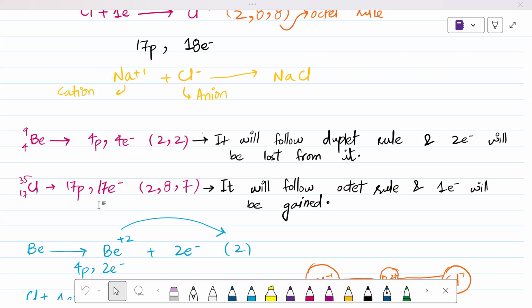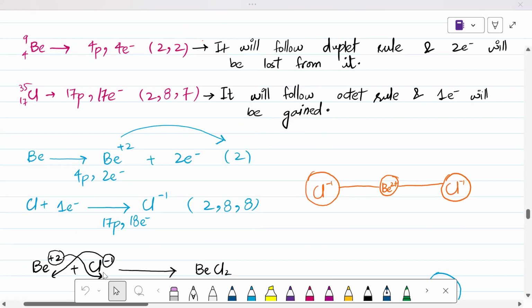Second electron will be gained by the second chlorine atom. I told you this, that at one time beryllium is losing two electrons, right? Two electrons, so that's why there is a two plus charge. And one electron will be gained by this chlorine to make a chloride ion, and the other electron will be gained by this one to make the chloride ion. Clear?